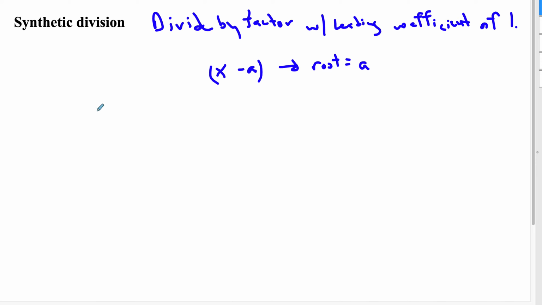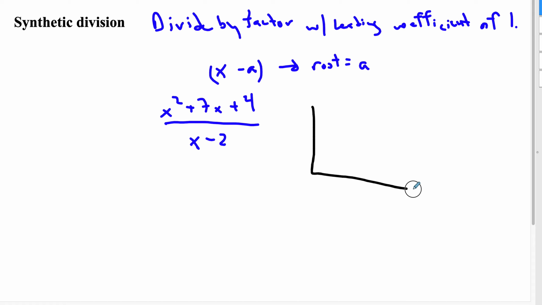So let's say that I have some sort of quadratic, like x squared plus 7x plus 4, right? And I want to divide it by a factor, that is, I want to divide it by x minus 2, right? Now, first off, if we're dividing by a factor, recognize that we could do polynomial division, that'd be fine. Synthetic division is a little bit different. So synthetic division is set up like this. Let's try to get it somewhat horizontal.